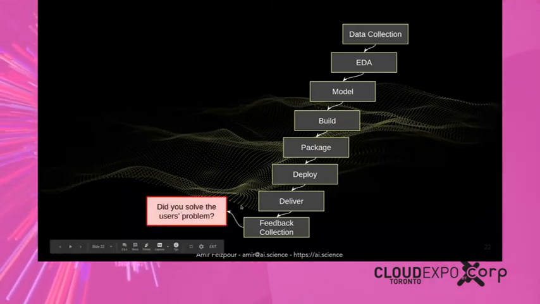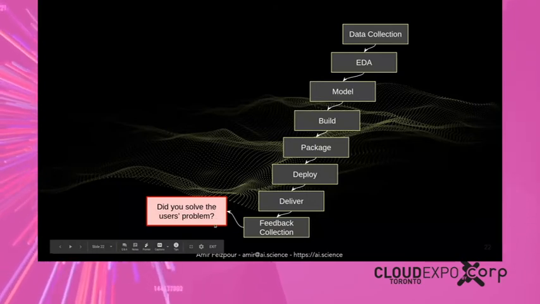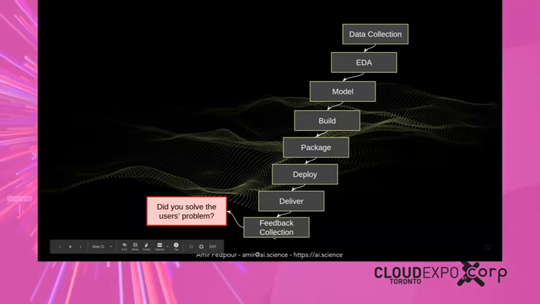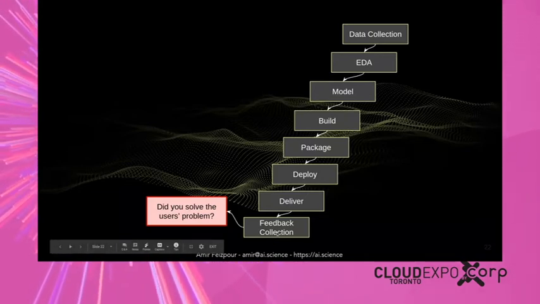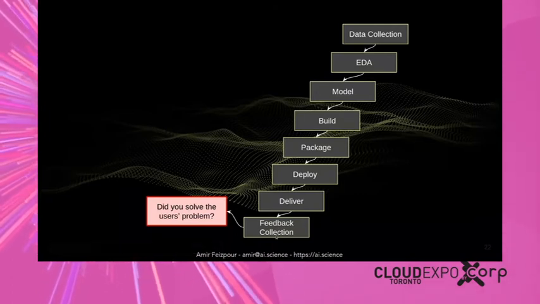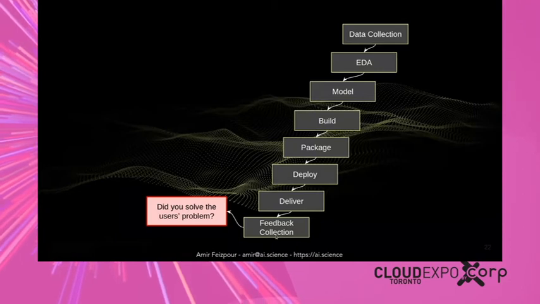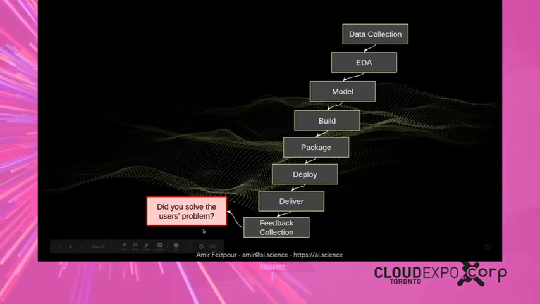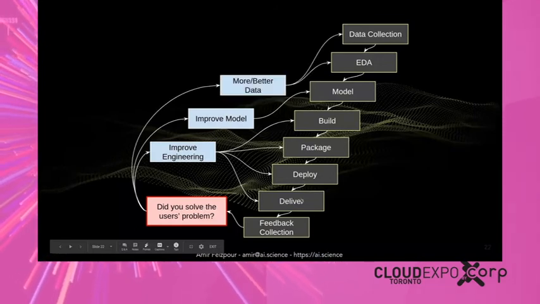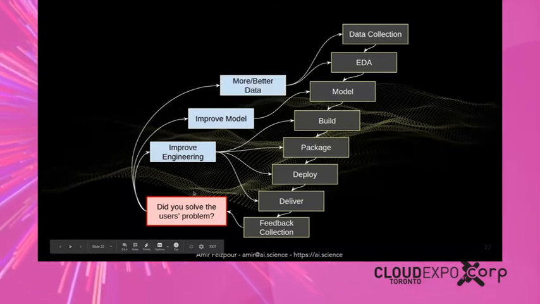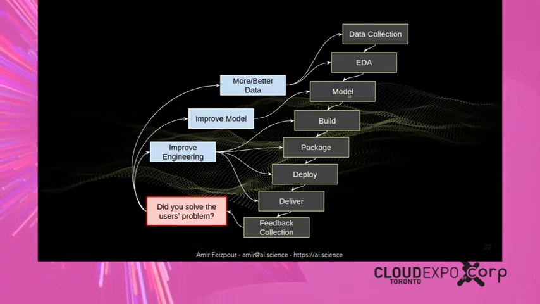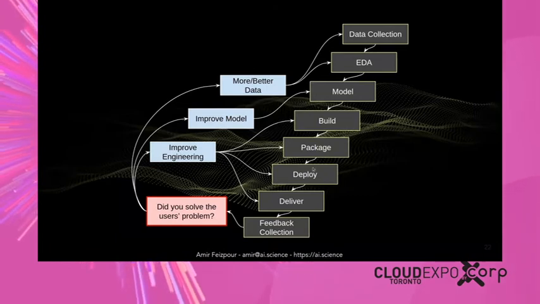And the very important question to ask yourself after you have the feedback, and the feedback can be qualitative, or it can be quantitative based on whatever you're collecting, like explicit feedback, like where did the user click, et cetera, or actually sitting down with them and interviewing them. So if it didn't solve their problem, you obviously have to go back to various steps of your pipeline and change things. You might need more or better data. You might need to improve your model, or you might need to improve your engineering pieces.